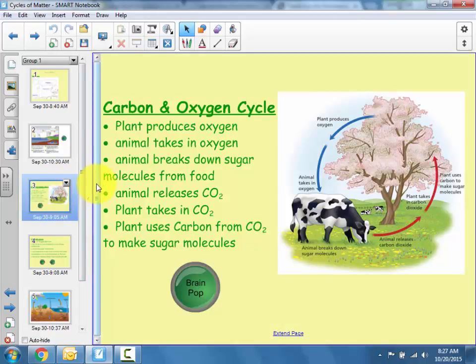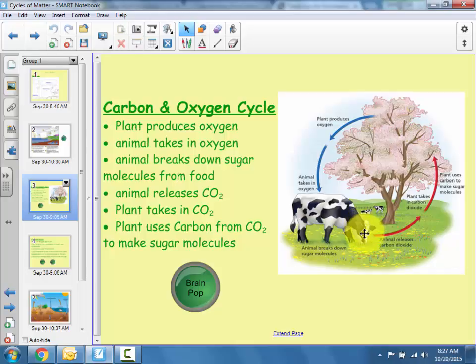The next cycle is the carbon and oxygen cycle, and this is where the plants are producing oxygen. So the plant's producing that oxygen there. The animal breathes in that oxygen. It uses that oxygen to actually break down glucose. It says here breaks down sugar molecules. That's glucose. Those sugar molecules are coming from the animal eating the grass or eating the plants. So that the glucose gets broken down.